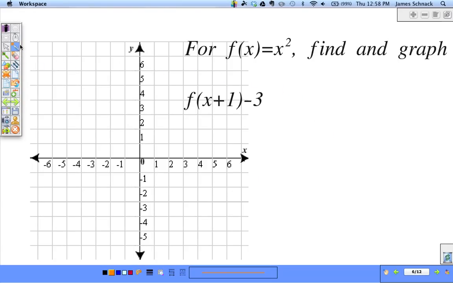And so, we're going to take the graph of x squared, and we're going to translate it. So x squared, hopefully you remember, and if you don't, shame upon you. You should be able to sketch this graph of x squared with no problem whatsoever. That's x squared.